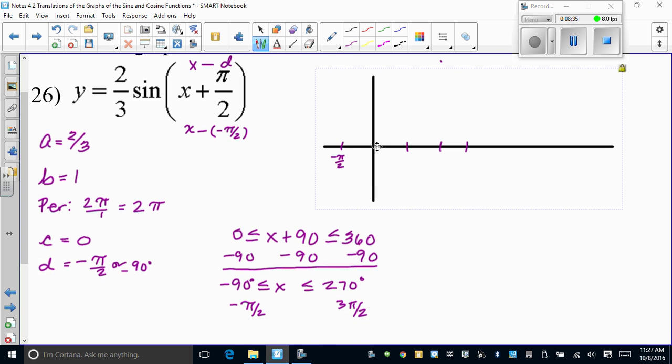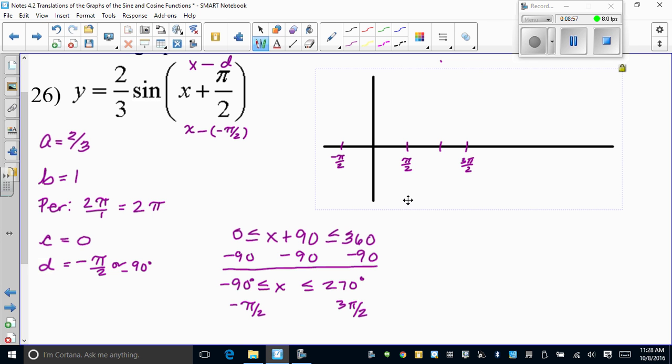People forget that 0 is there. I don't know why, but they do. This is 0. I'm going in terms of 90 degrees. So remember, you have to identify your halfway points. There it is, pi over 2. And then 3 pi over 2. If you have to, use your unit circle to identify where things are at.